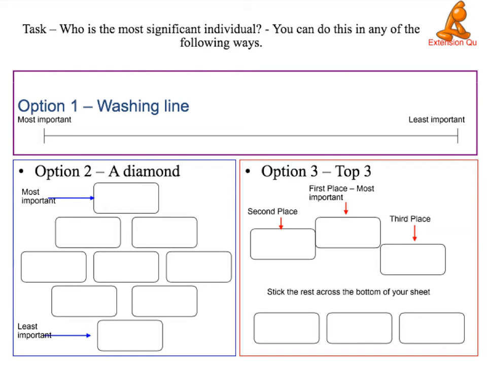Moving on, we can then do some extension work to pull this together, and this is to get the students thinking about the significance of the individual. Of those four men, who was the most significant? Maybe there's a fifth person that the students are aware of that they thought had a greater impact, and you've got here some options to suggest how they might choose to illustrate the significance of the individual.